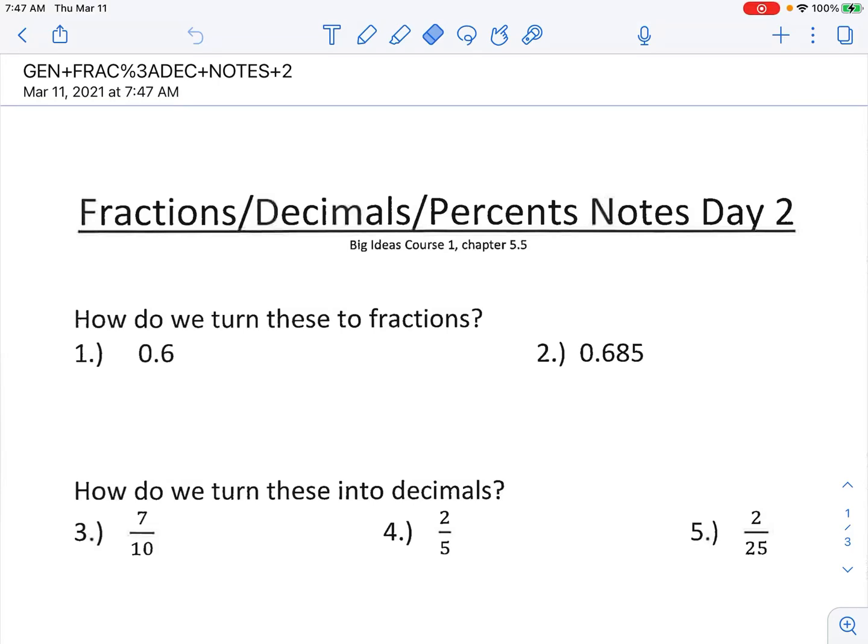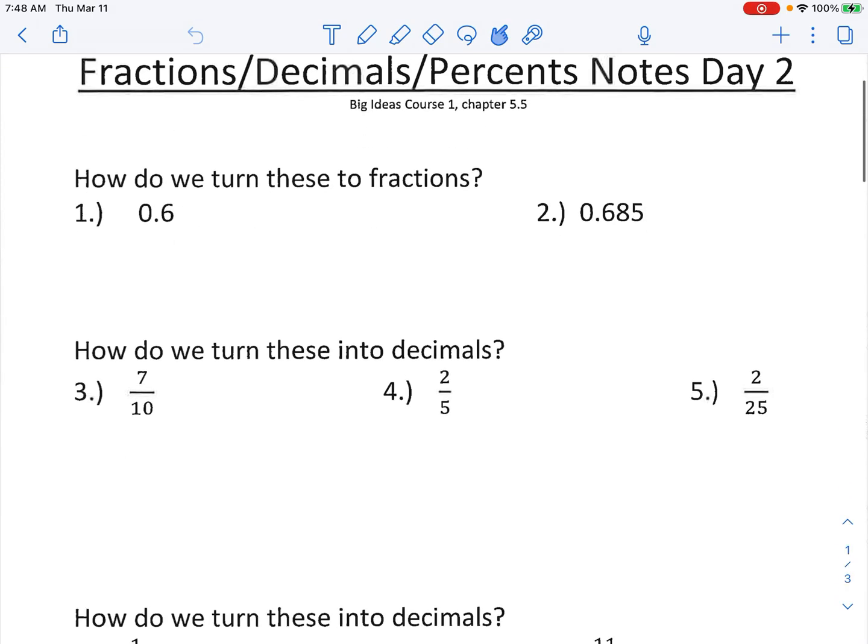Good morning. Okay, so we're going to continue on what we learned last week about fractions, decimals, and percents. This first part is just going to be a review. How do we turn these into fractions? So let's focus on 0 and 6/10.